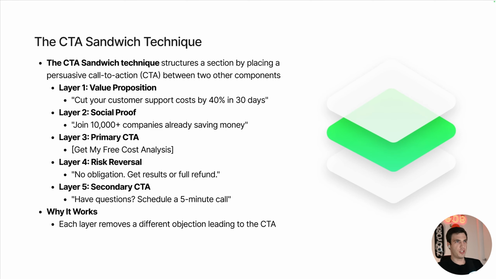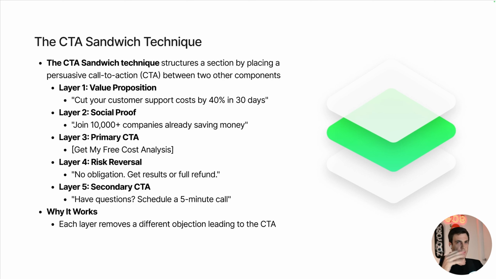So the call to action sandwich technique is similar to the credibility cascade. You're structuring a section by placing a persuasive call to action between 2 other components. So layer 1, value proposition. An example of this would be: cut your customer support costs by 40% in 30 days. Layer 2 would be social proof: join over 10,000 companies already saving money. Layer 3 would be your primary call to action: get my free cost analysis.